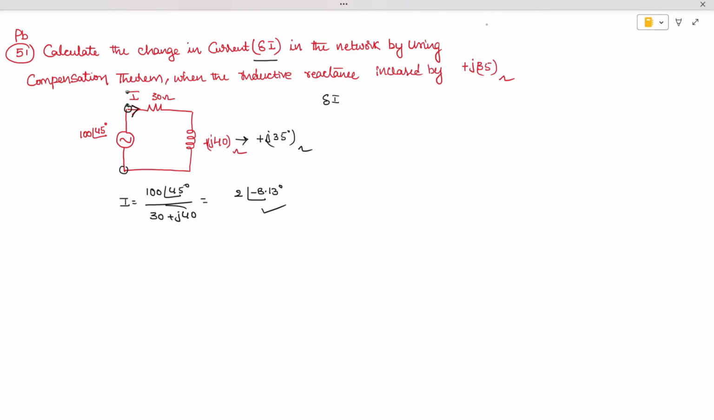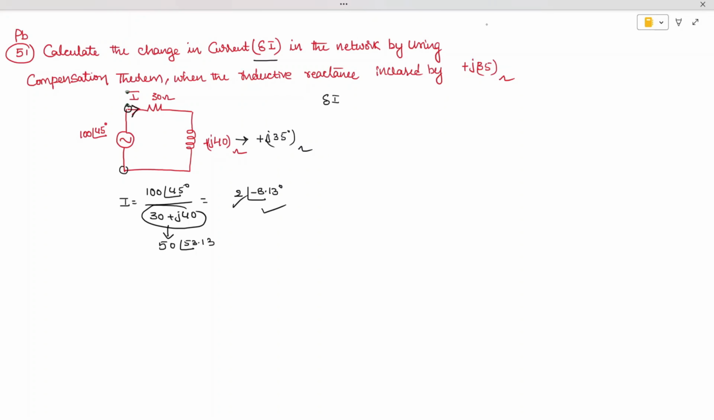If you are confused about how to change it, first convert this complex form into polar form: 50 at an angle of 53.13. If you do it, 100 by 50 is how much? 2. So 2 at an angle of minus 8.13 is our current.